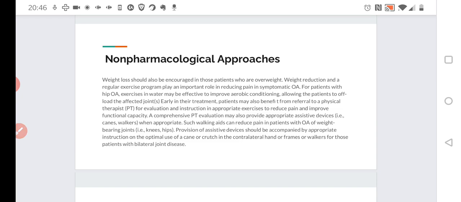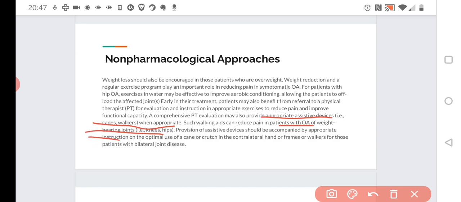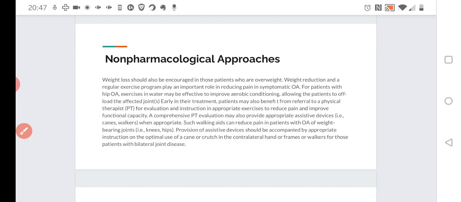Of course, weight loss will reduce the stress put on the joints, because we are mainly talking about the lower extremities, and may be a very efficient way of reducing the signs and symptoms. Also, comprehensive therapy should include the application of appropriate assistive devices like canes and walkers, when appropriate. Such walking aids reduce pain in patients with arthritis of weight-bearing joints like knees and hips. Provision of assistive devices should be accompanied with appropriate instruction. So it is not enough to have correct devices for the correct person, but this person also needs to know how to correctly use them.